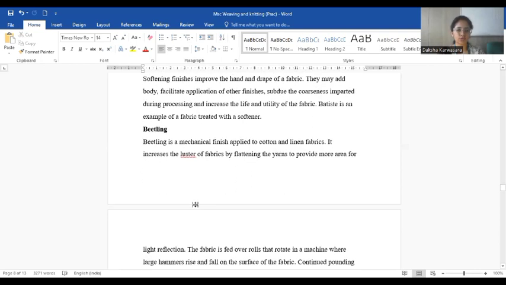In the beetling process, the main function is to beat the fabric, and this produces a lustrous fabric.